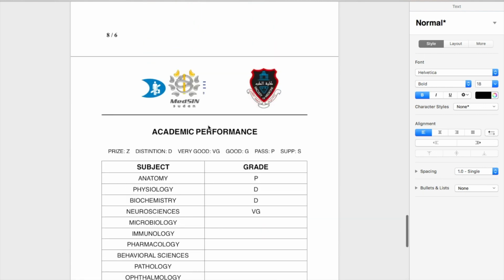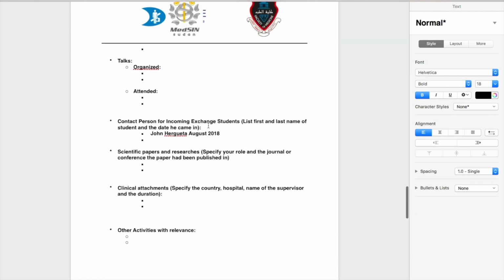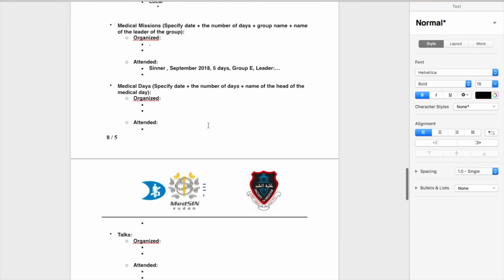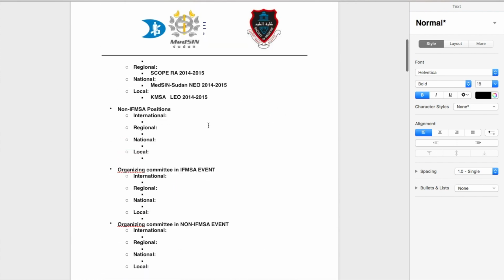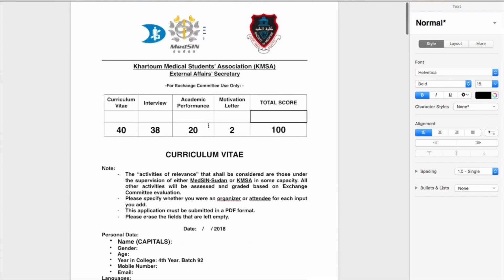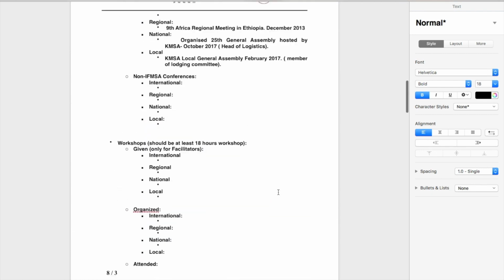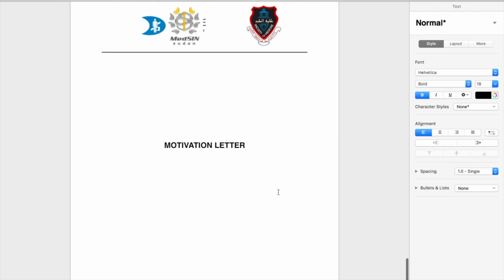I think we've covered everything. If you have any question or any inquiry, you can contact the Secretary of External Affairs via his email. Again, leave this box empty. And I think we've covered everything. And that is the way to fill in your CV.